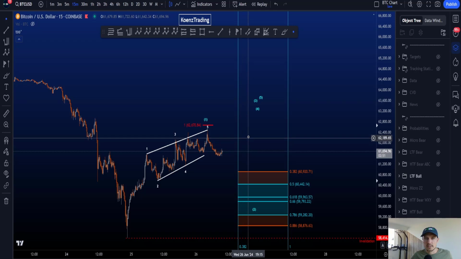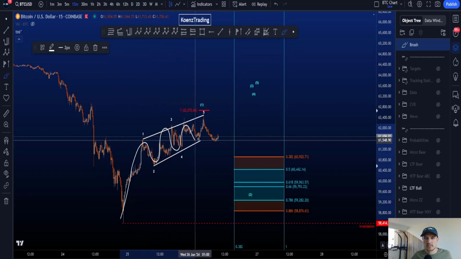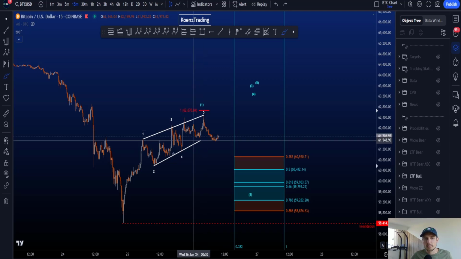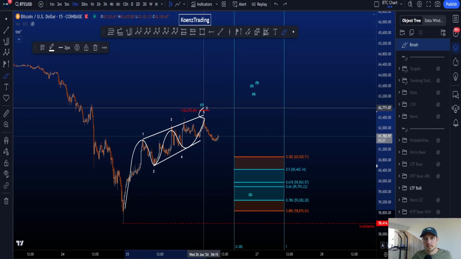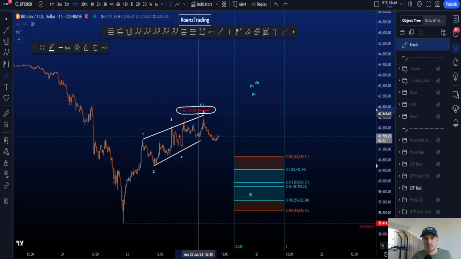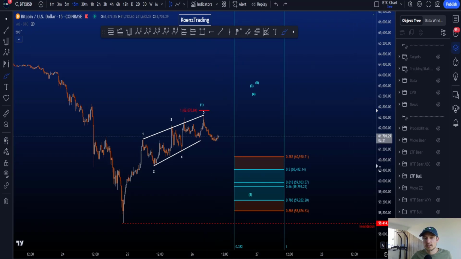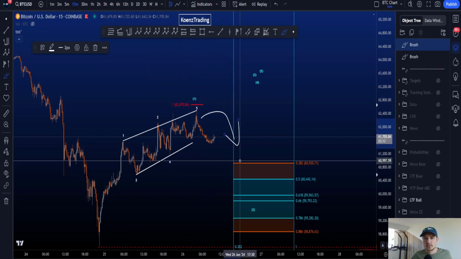Now in this case, the first structure to the upside here has a lot of overlap, which you can see, which means we have to start thinking about diagonals. And here we have a diagonal, 1, 2, 3, 4, preferably 5 is finished, because if 5 would have moved up to 62.7k, this diagonal would have been invalidated. So preferably your first move to the upside here is already finished, and that is your wave 1. And we're looking for a wave 2 to the downside.